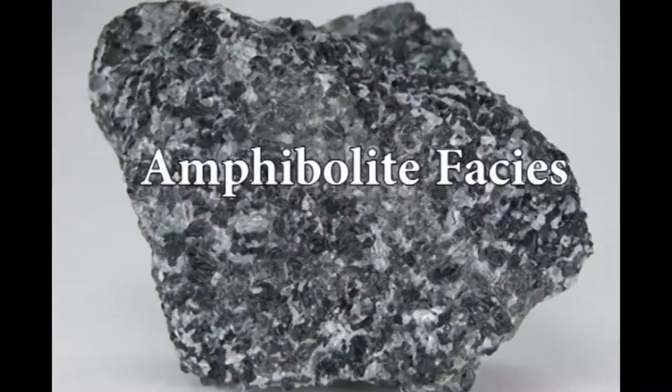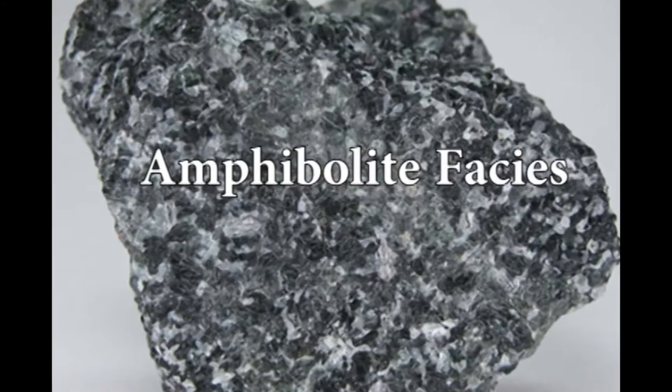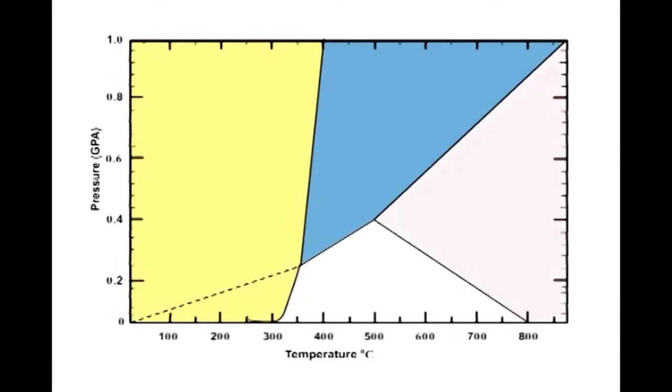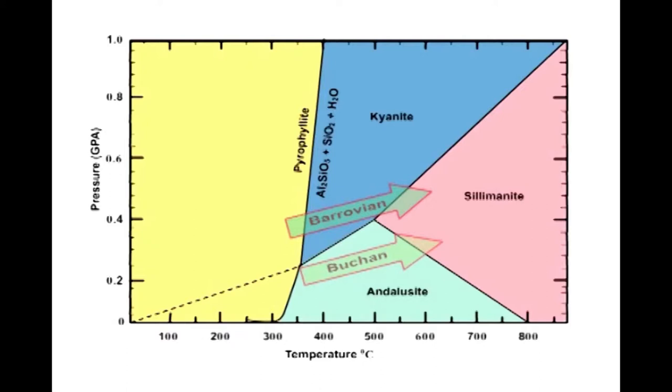On the basis of intermediate pressure and temperature facies, we have an idea about zeolite facies, greenschist facies, and now today we are discussing amphibolite facies. We have already divided the amphibolite facies on the basis of index minerals, based on the Barrovian zones, that is staurolite zone, kyanite almandine zone, sillimanite muscovite zone, and sillimanite orthoclase zone.